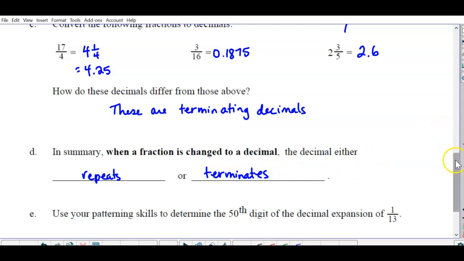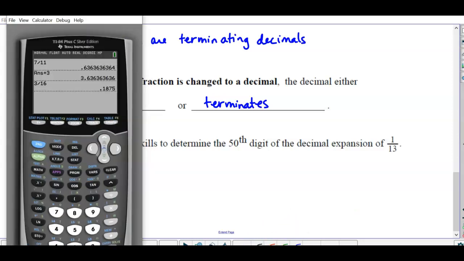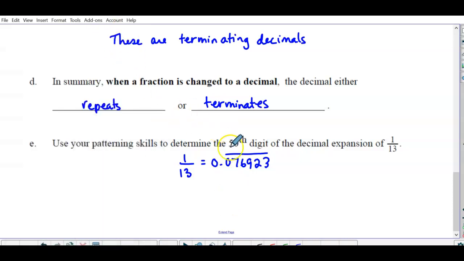Use your patterning skills to determine the 50th digit of the decimal expansion of 1 over 13. So this should be a bit of a review. Not that you have to do this very often, but let's figure out what 1 divided by 13 is. 0.076923, and then I see a 0769 again. So these are all repeating, even the zero. Let's think about how many digits there are here. There's 6 digits.